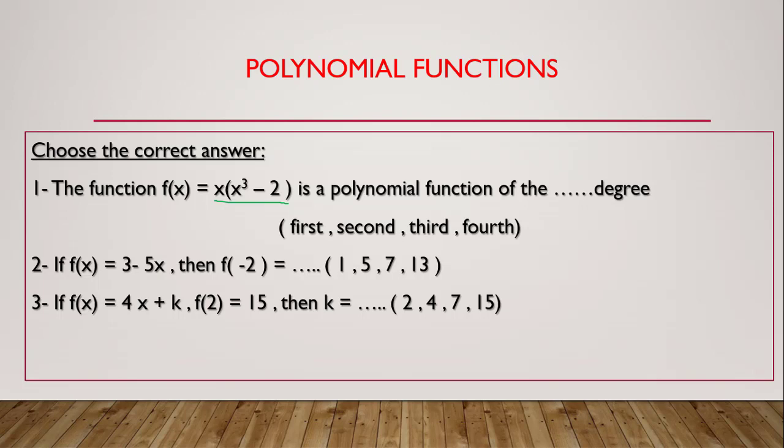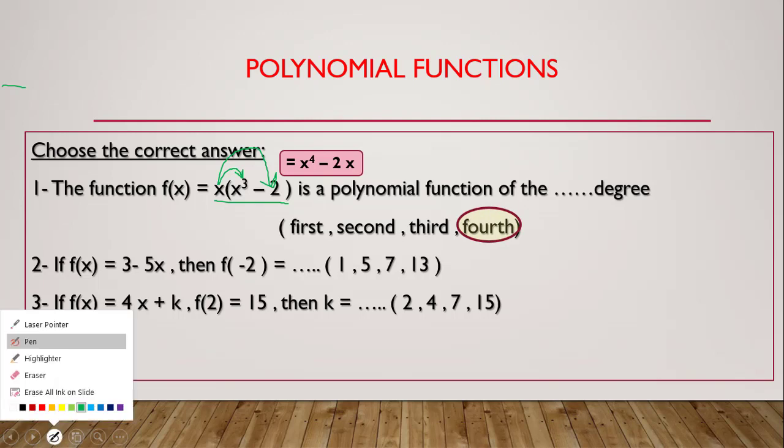So I'll multiply x times x power 3, then x times negative 2. X times x power 3 is x power 4. So x power 4 minus 2x. Let's see, from which degree? We have x power 4 and x power 1. I'll take the greater. So from the 4th degree. So I'll choose 4th degree. This is the first one.